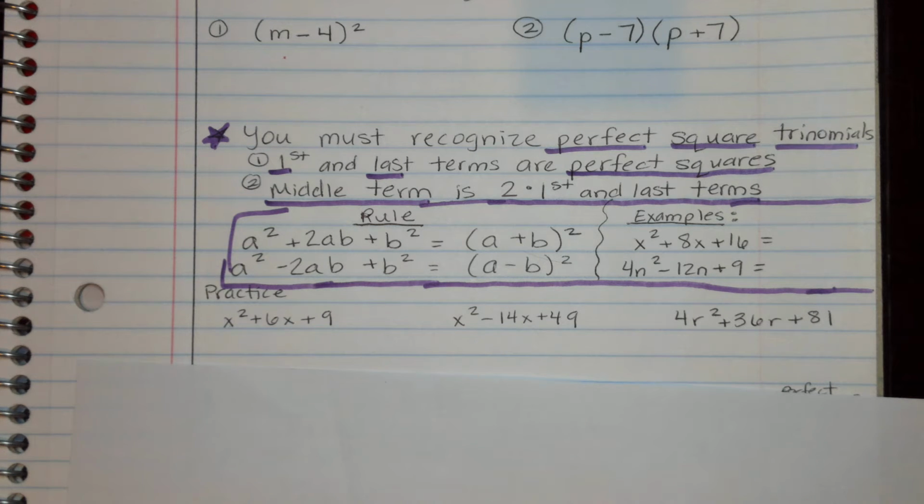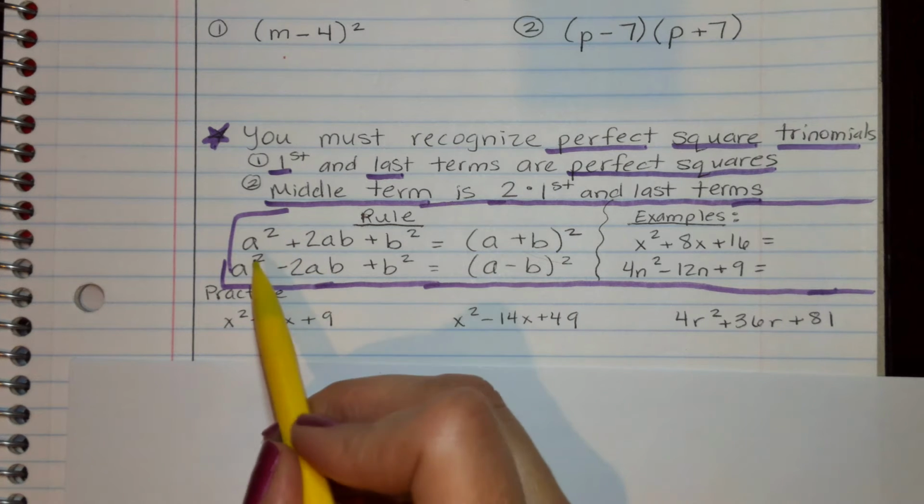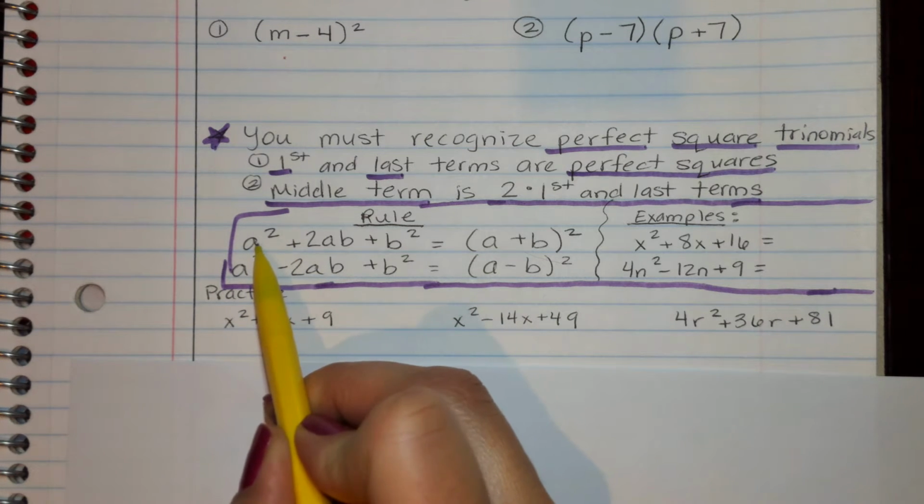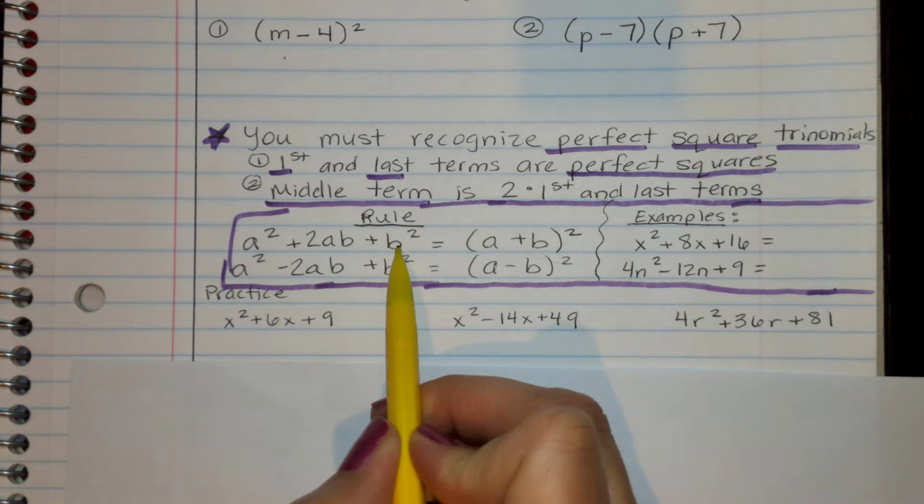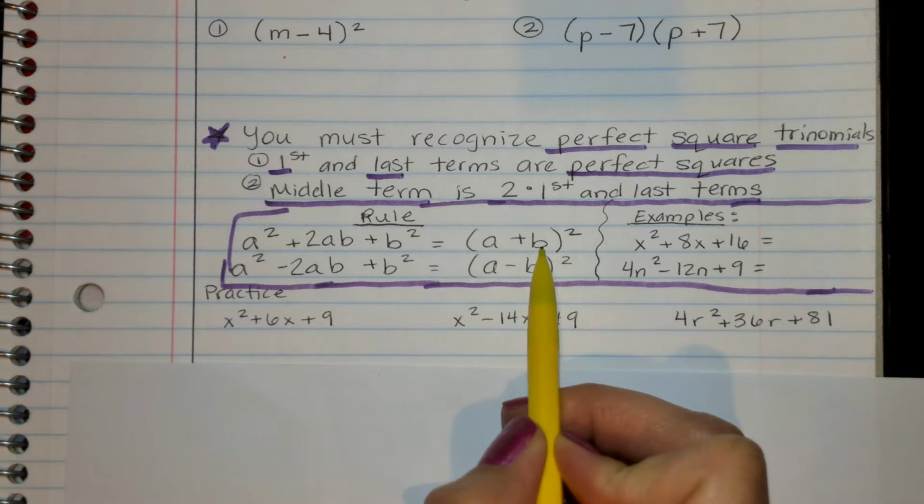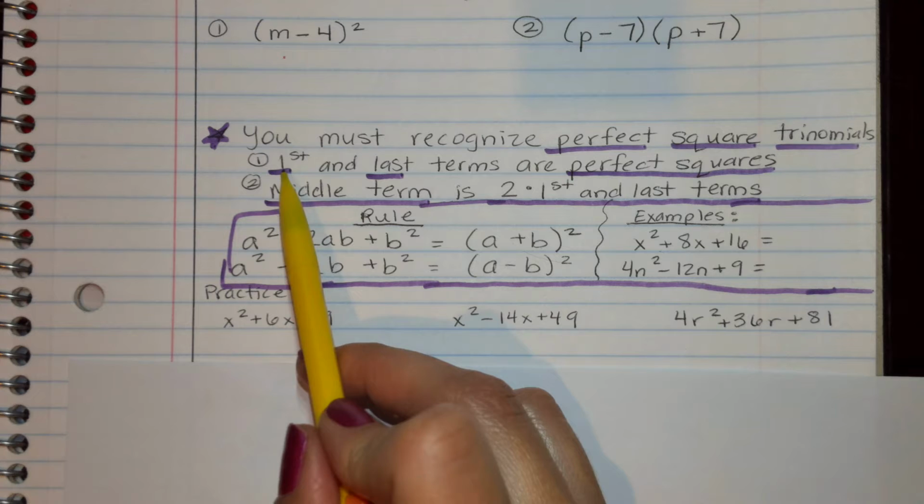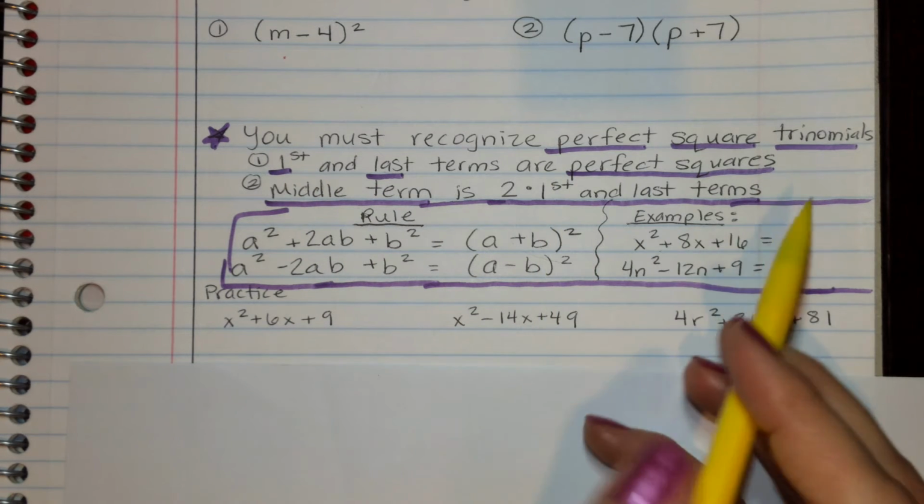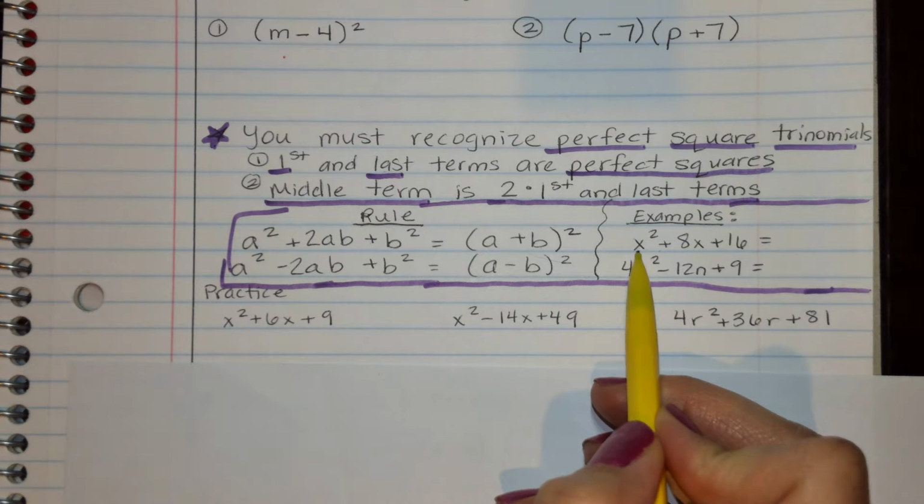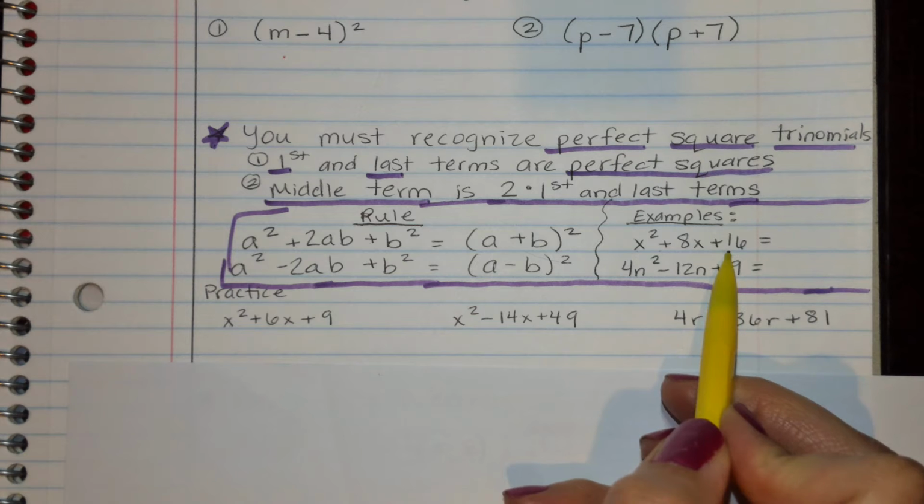Okay, so I'm going to use a pencil for this part. So the rule is if your trinomial is a squared plus 2ab plus b squared, it factors to be a plus b squared. I'm going to show that right here. So what we check for are the first and last terms perfect squares. X squared is a perfect square. 16 is a perfect square. The square root of 16 is 4.